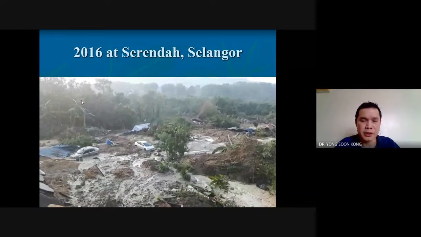So this is to bring you some examples of terrible landslide events that happened in Peninsular Malaysia. I believe there are many more in Sabah and Sarawak, but I don't have that picture. Now, this one happened in Serendah, Selangor, northern part of KL. And in that place, almost the entire village was swept away.